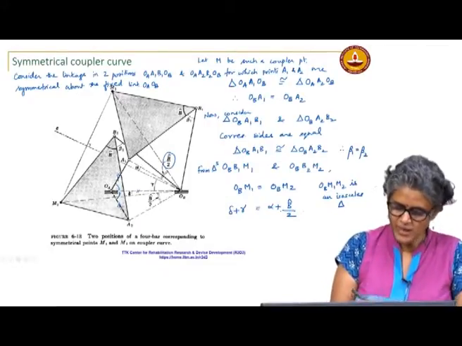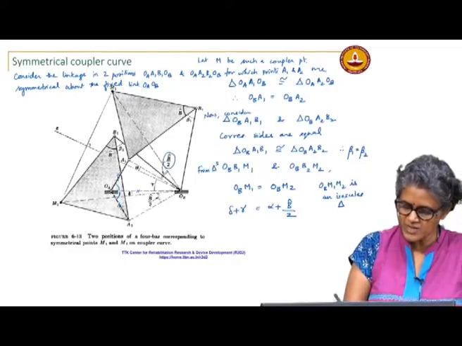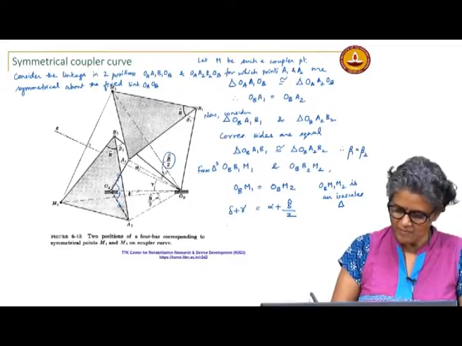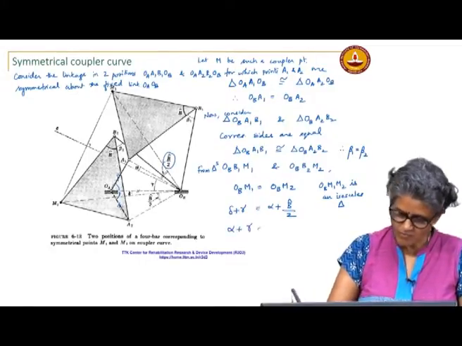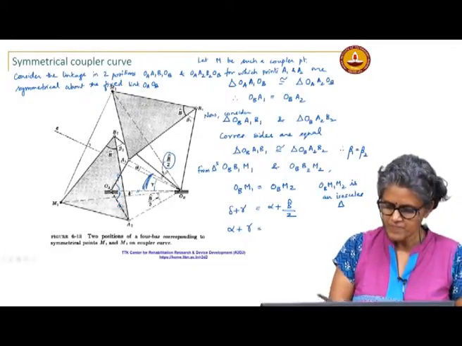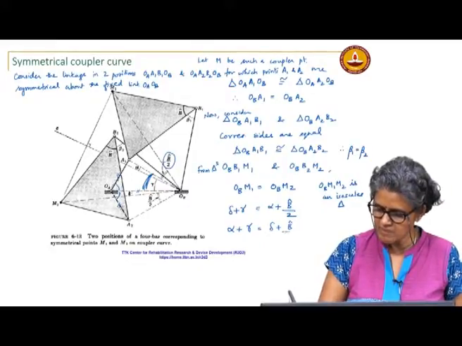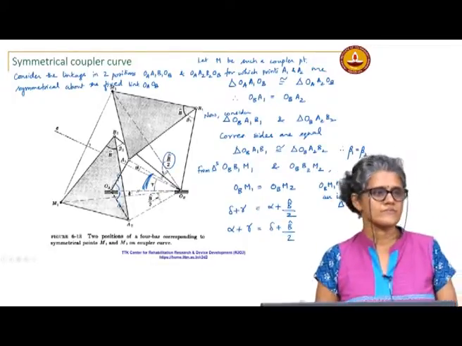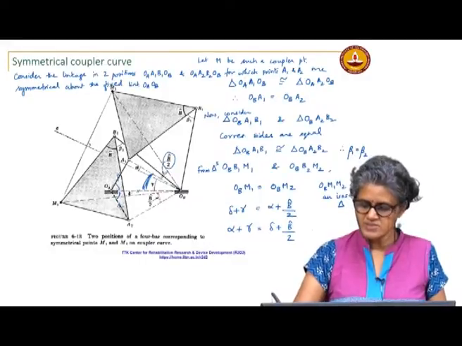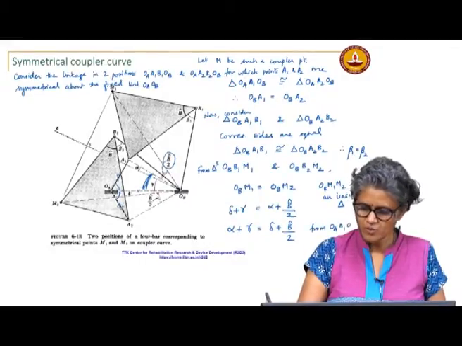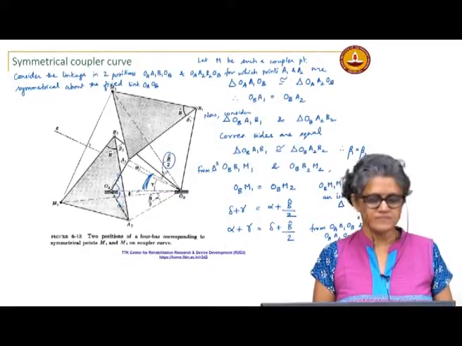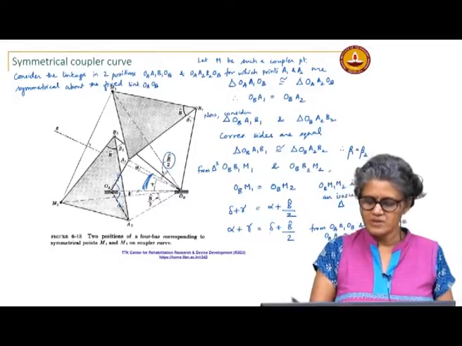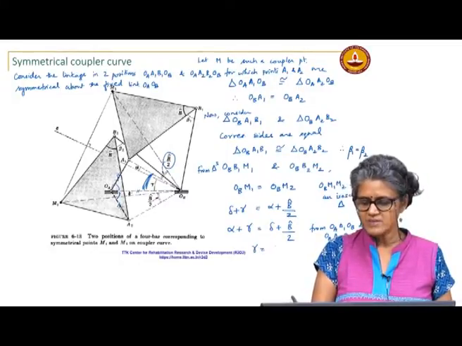Then from the other one, because these two are equal, I already showed that these two angles are equal, I have B cap by 2 plus alpha plus gamma equals delta plus B cap by 2, from these two triangles OA A1 OB and OA A2 OB. If I add these two equations, I get rid of alpha and delta. Therefore, I get 2 gamma equals B cap, or gamma equals B cap by 2.